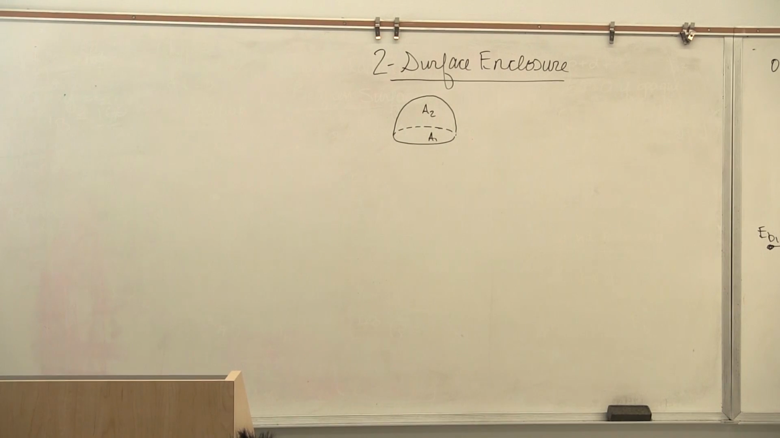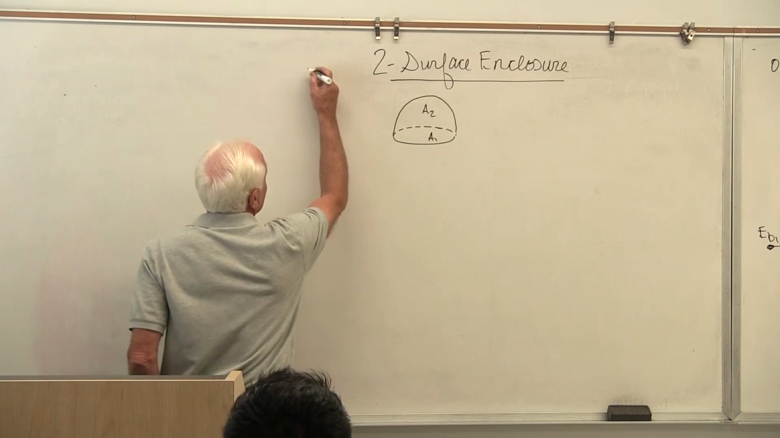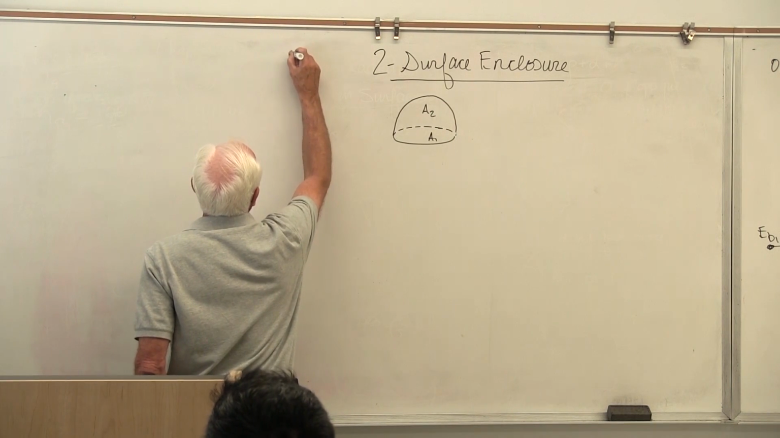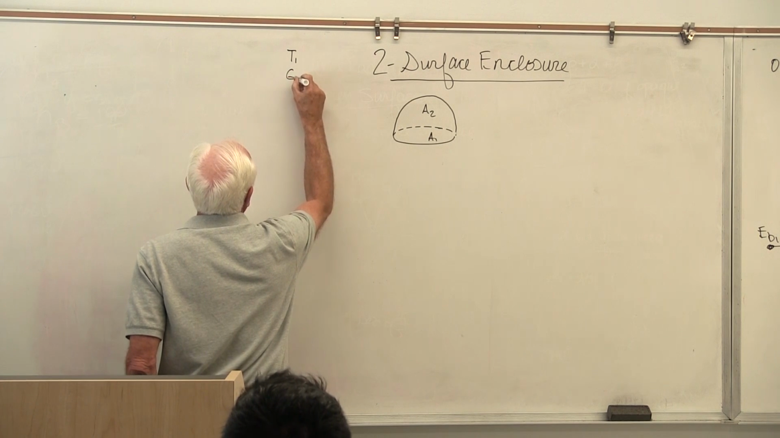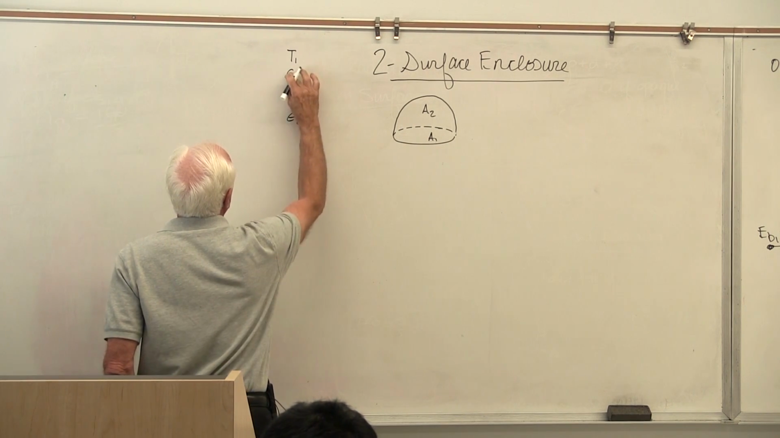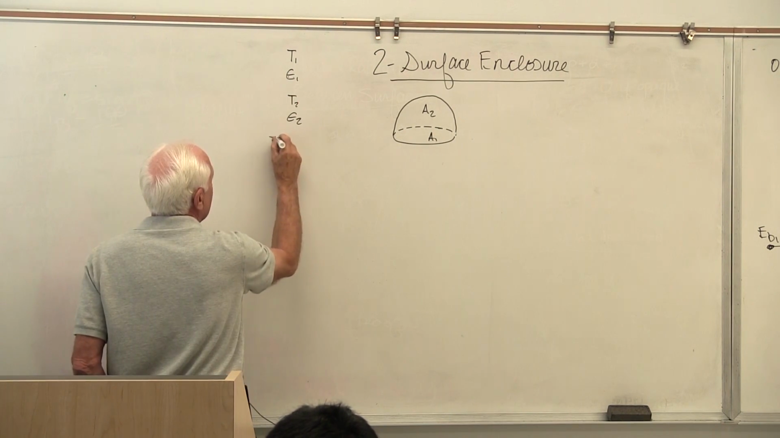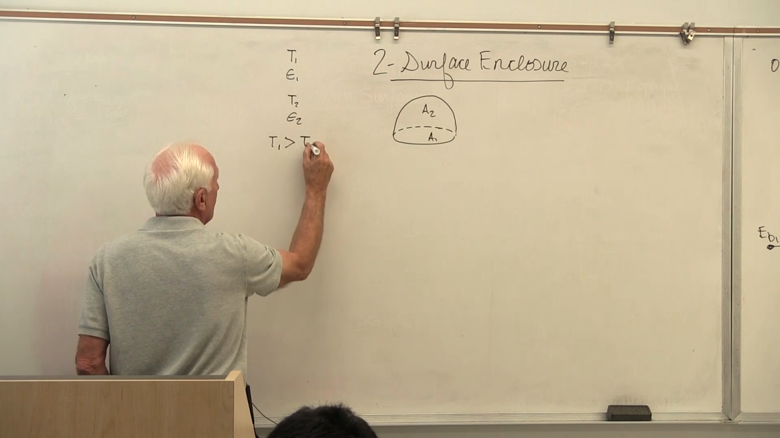Now, if we want, let's just say, for argument's sake, that for area A1 we have T1 and epsilon 1. For area 2 we have T2 and epsilon 2. And let's just say, for argument's sake, that T1 is hotter than T2, so we can talk about which way heat flows.